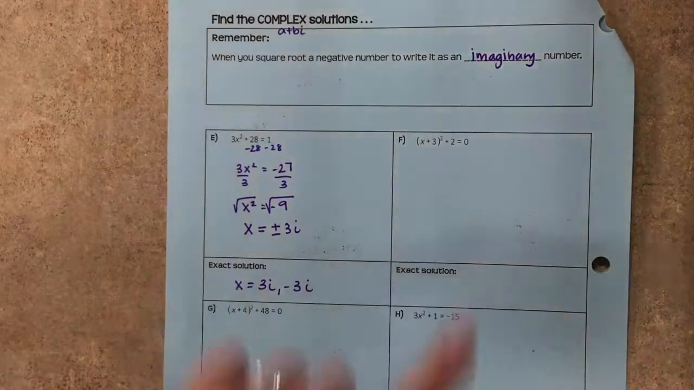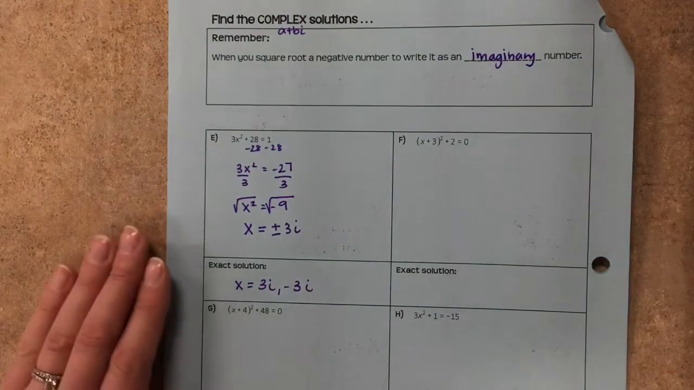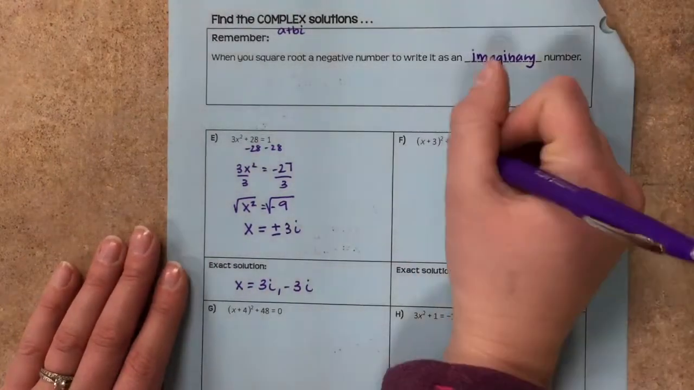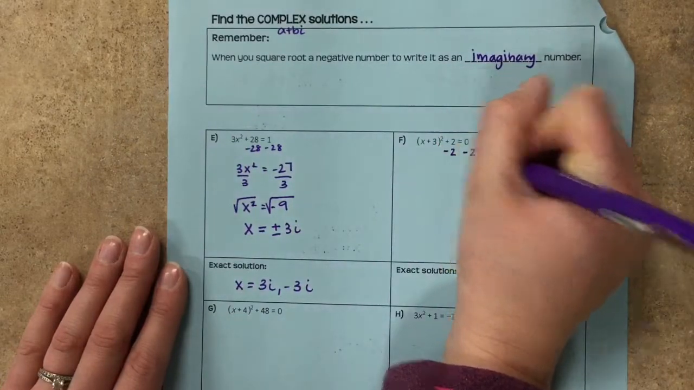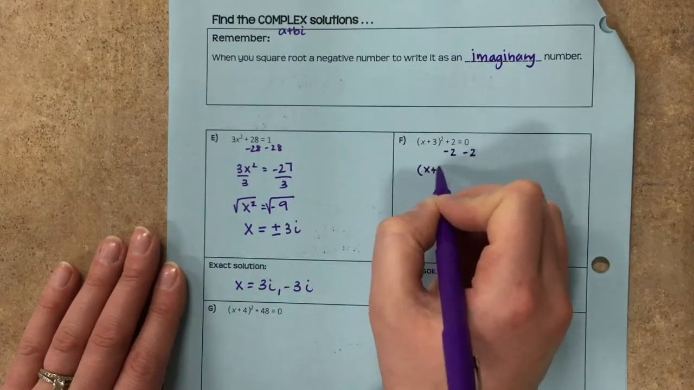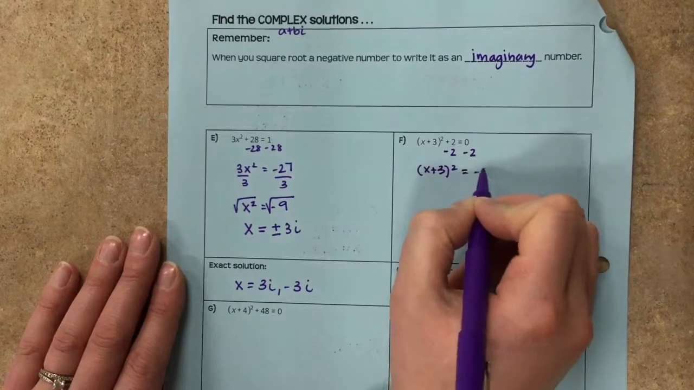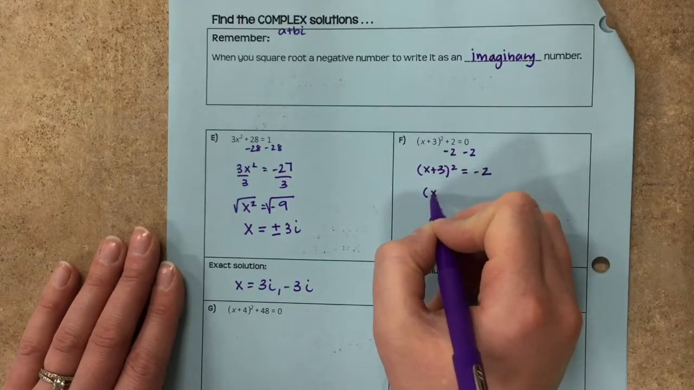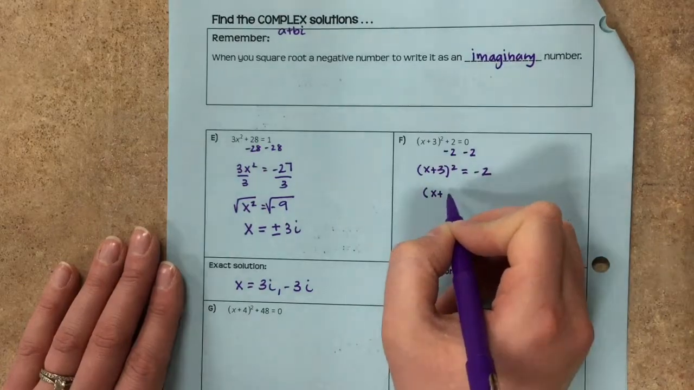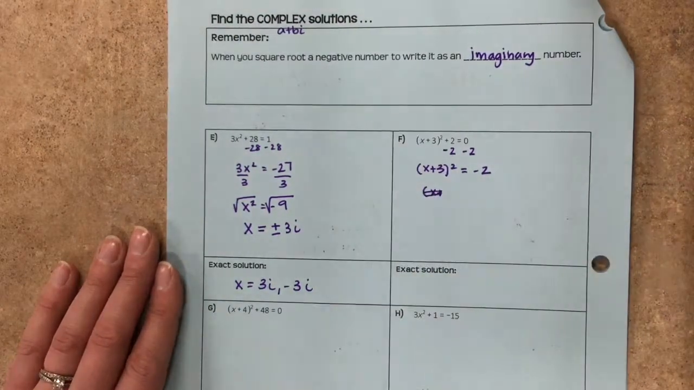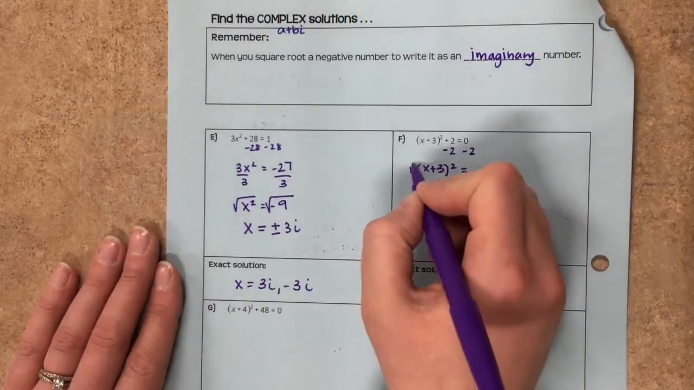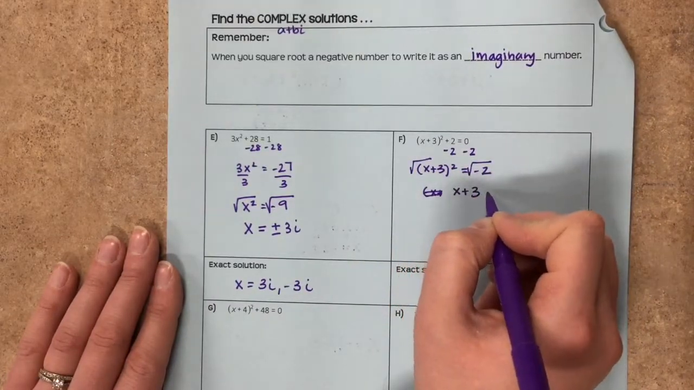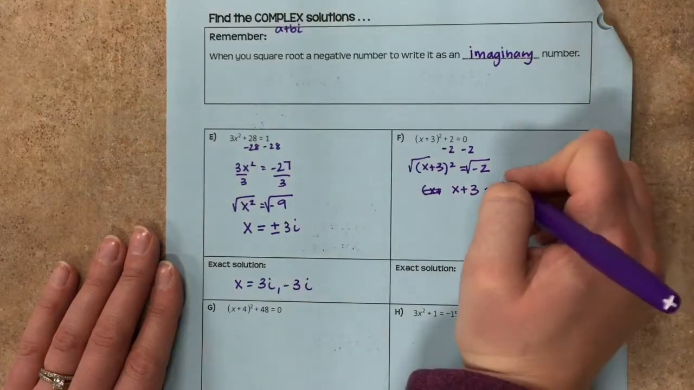Okay, as you take a look at this one, we want to go ahead and get our squared term, all of them. So subtract 2 on both sides. We get x plus 3 squared equals negative 2. Now since my squared term is all alone, we're going to go ahead and take the square root of both sides. We get x plus 3 equals, and I would probably write out plus or minus.